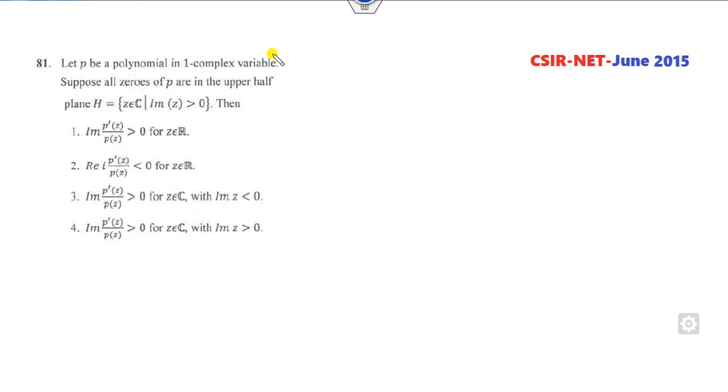Okay, look at this question. P is a polynomial in one complex variable. So you can take any value, say z − i. You can take z + i as well, as per your choice. Then h is considered as here. Then which of the following is there? Fine. What is the derivative? 1, because we need it here. So look at the first portion.